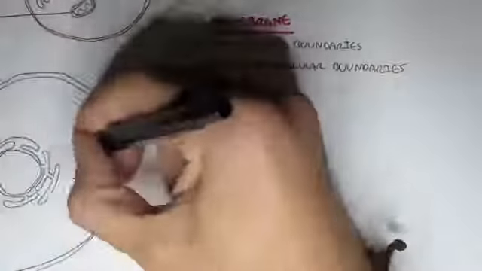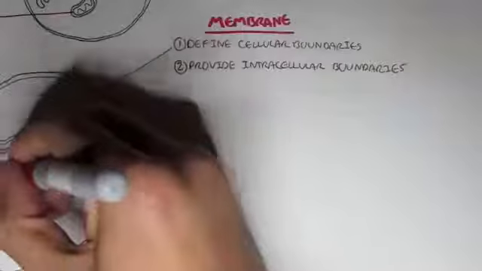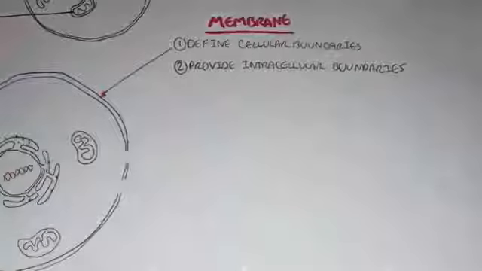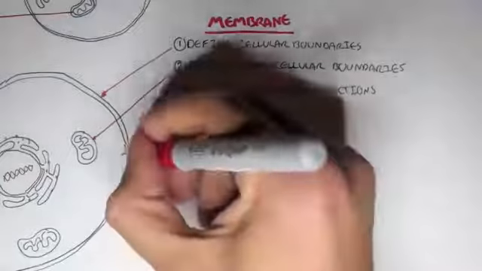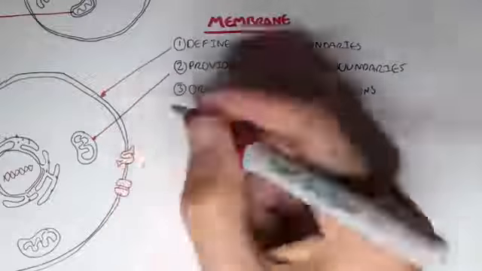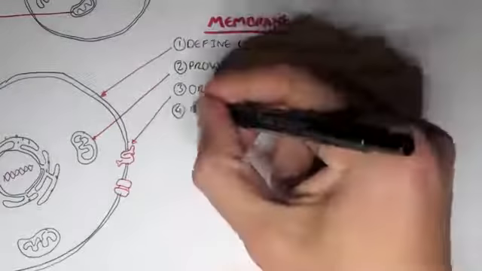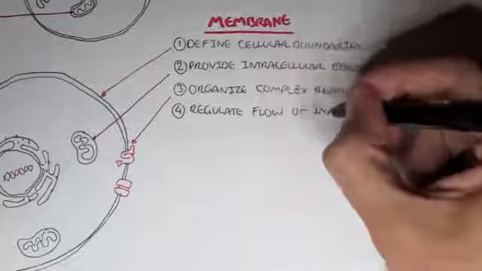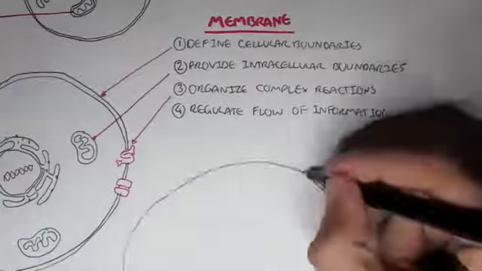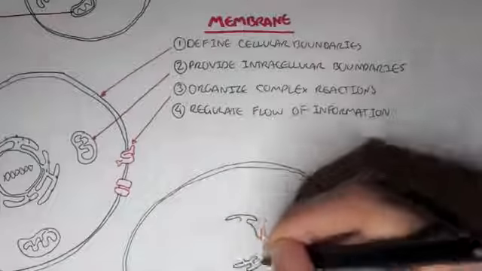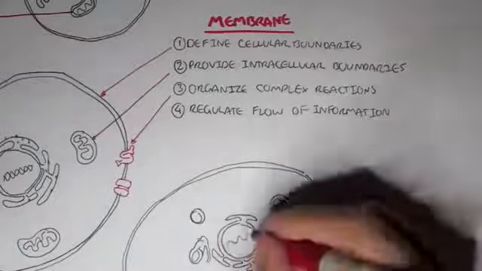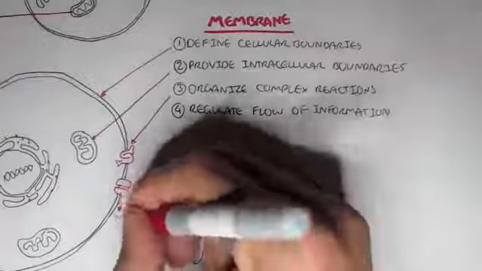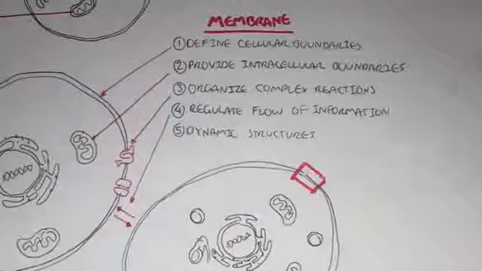2, it provides intracellular boundaries. So organelles have boundaries, such as the nucleus with the DNA, or mitochondria. Now 3, it can organize complex reactions, such as the receptors, ion channels, for example. 4, it can regulate flow of information. So it can send out signals as cytokines and communicate with other cells, receptors, etc. And lastly, 5, they have dynamic structures, and we'll talk about these later on.